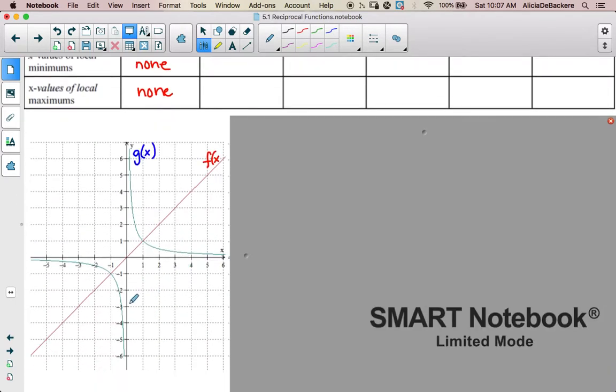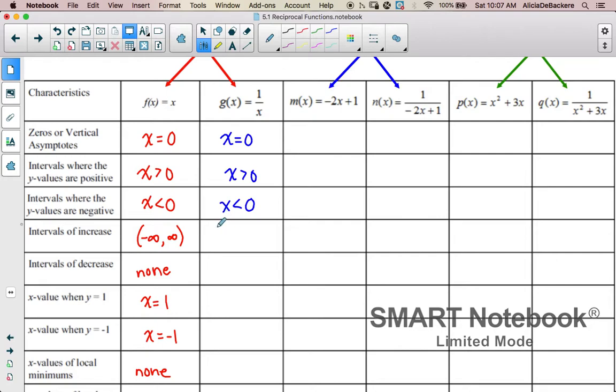Now we're looking for intervals of increase and decrease. Remember, I start on the very left-hand side of the graph and I'm just tracing along and asking myself, am I heading up or down? And as I trace along, I'm always heading down. Okay, so I'm heading down from negative infinity to 0. And then I restart and I'm heading down again as I trace along, and this time from 0 to positive infinity.